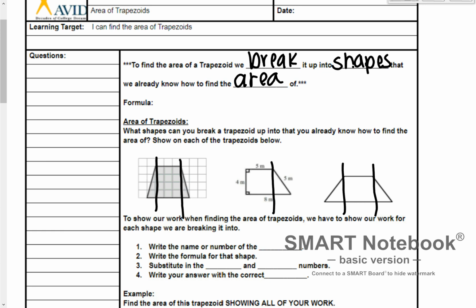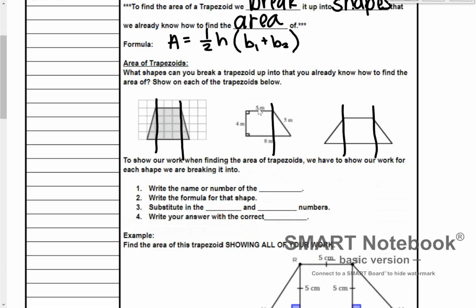So the formula for the area of a trapezoid is area equals 1/2 times the height times base 1 plus base 2. Okay, so like I said, that's going to be a tricky one to remember. But if you can catch on to the hang of it, this is the easier way to do it. But I'll show you the different ways to do it.